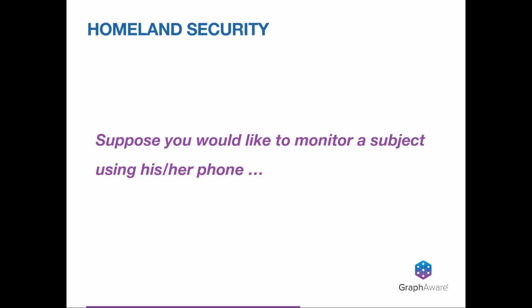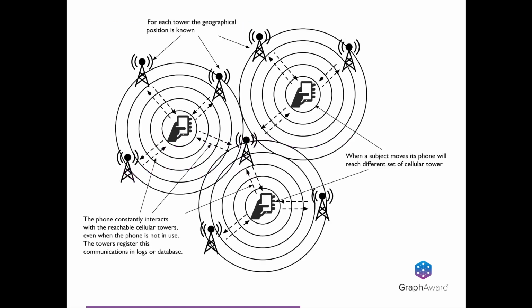And you would like to create a model for predicting where he or she will be in the next hours, days, or months. And of course, you can do this by using something that you know for sure that they will bring with themselves almost all the time, their phone. So let's see what data we can use, or what the data sources are that we can use. So as you know, phones continuously try to communicate with as many cellular towers as possible.